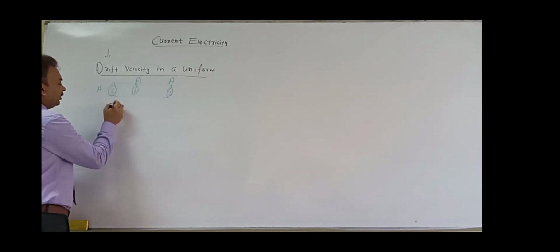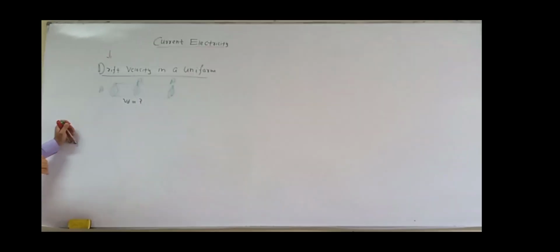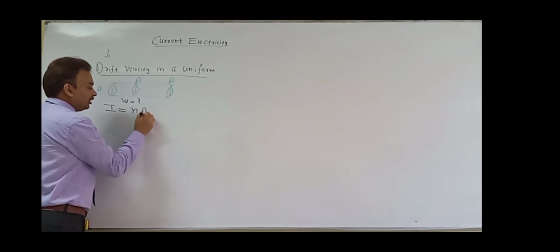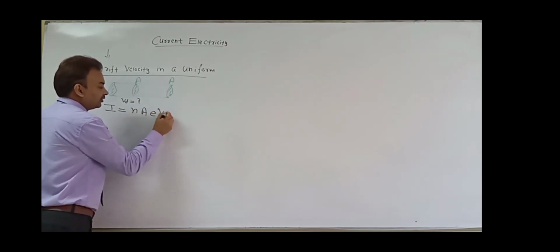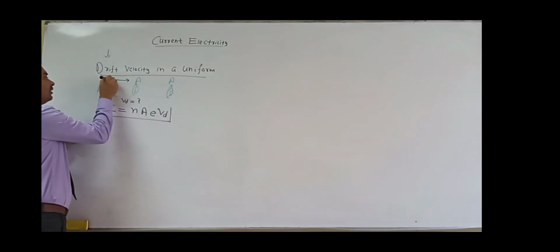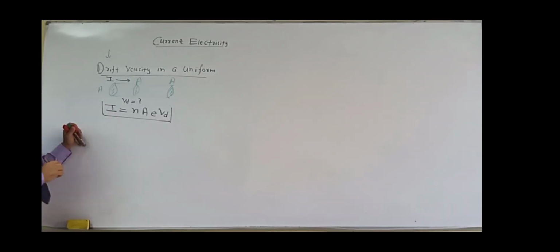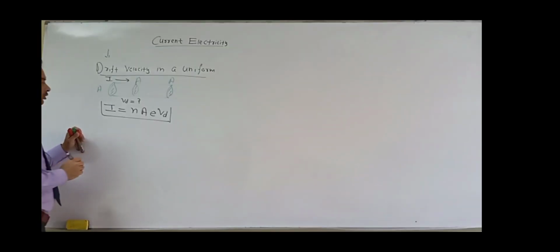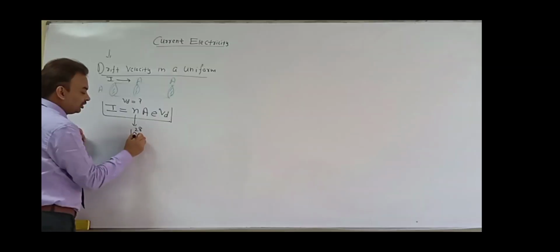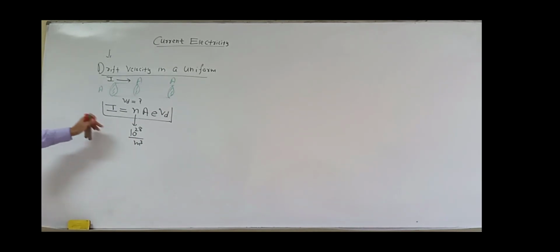So the drift speed of the electrons, Vd. What was the drift speed? The final formula we found was I is equal to N A E Vd, right? Where I is the current flowing in the wire. N is the total number of electrons per unit volume in the wire, and in metals that is 10 raised to the power 28 per meter cube, right? So in this volume, the electrons are this.